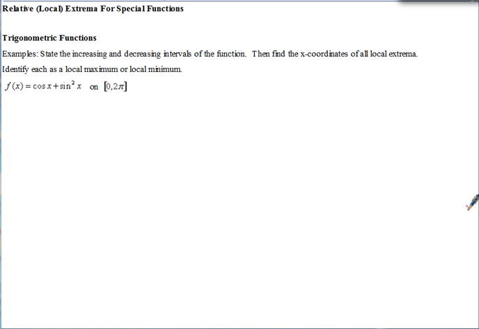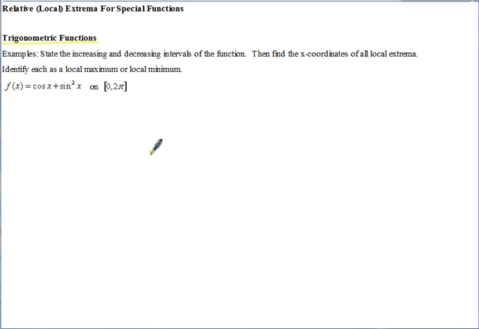These are the notes for AP Calculus on the topic of relative, also called local, extrema for special functions. So let's first take a look at trig functions. It says state the increasing and decreasing intervals of the function, then find the x-coordinates of all local extrema, and identify each as a local maximum or a local minimum.